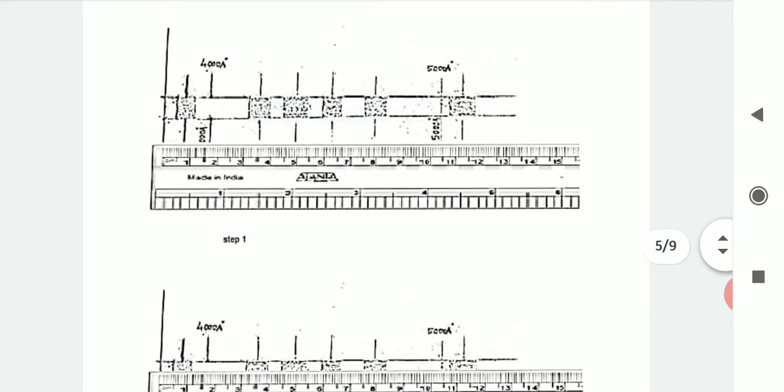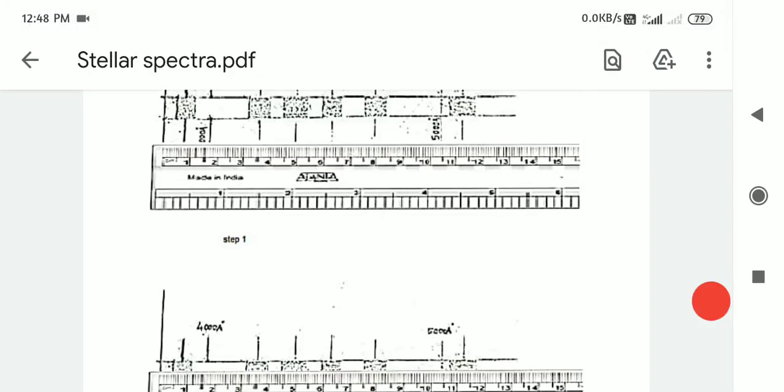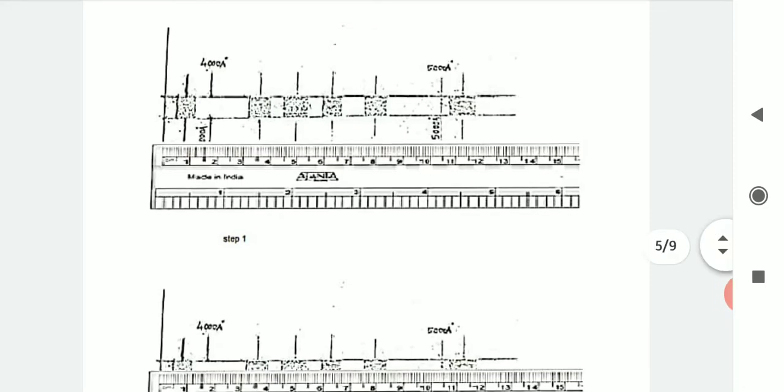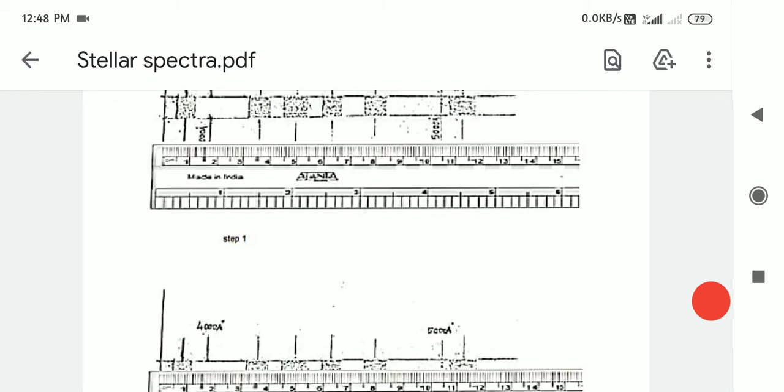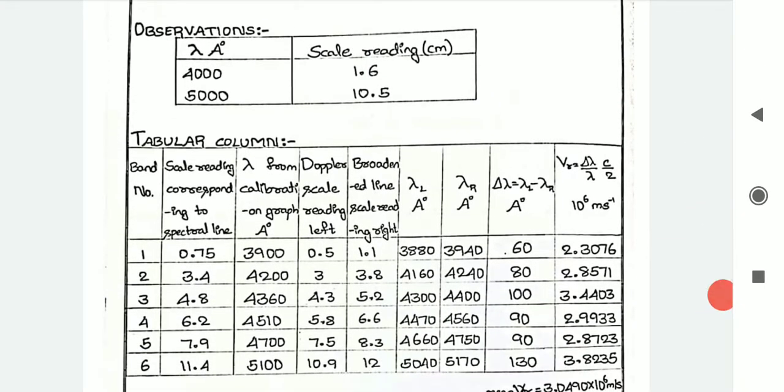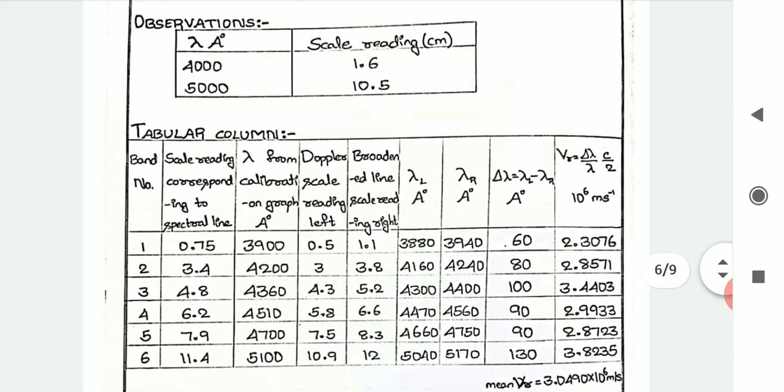First line is this, around 0.5 or 0.6. Similarly, this is the second line, this is the third one, this is the fourth one, fifth one, sixth. From this point only you have to measure the lines, from here to here distance, and so on. Full 6 lines you have to measure and enter here. See, these are 0.75, 3.4, 4.8, 6.2, 7.9 and 11.4. That is the scale reading corresponding to the spectral lines.